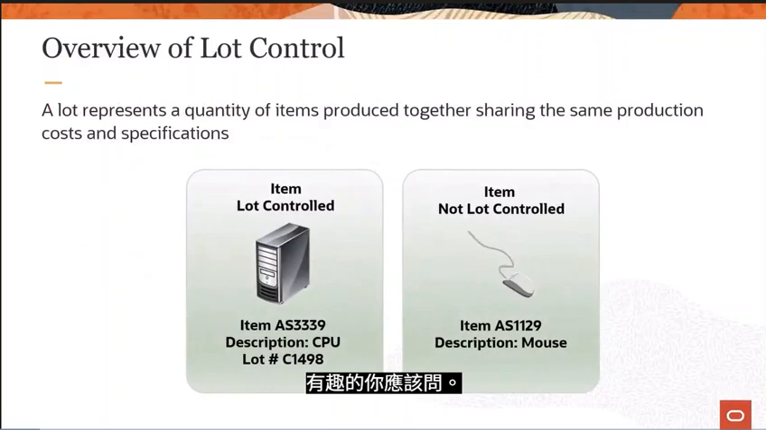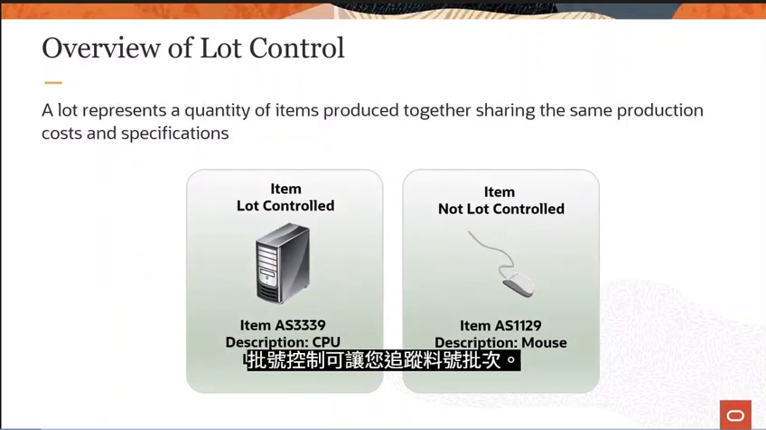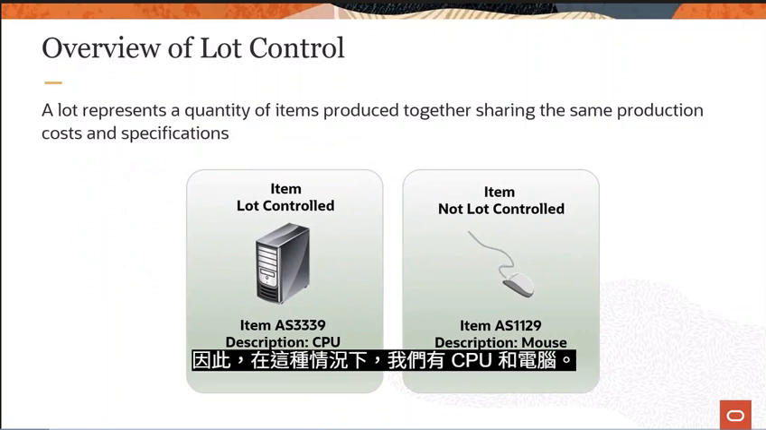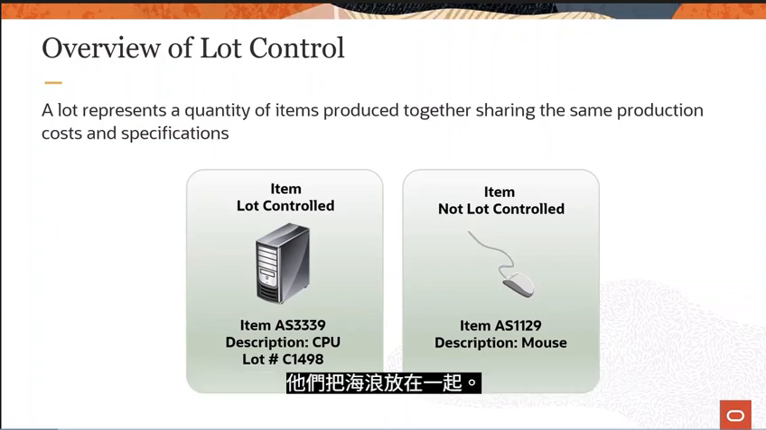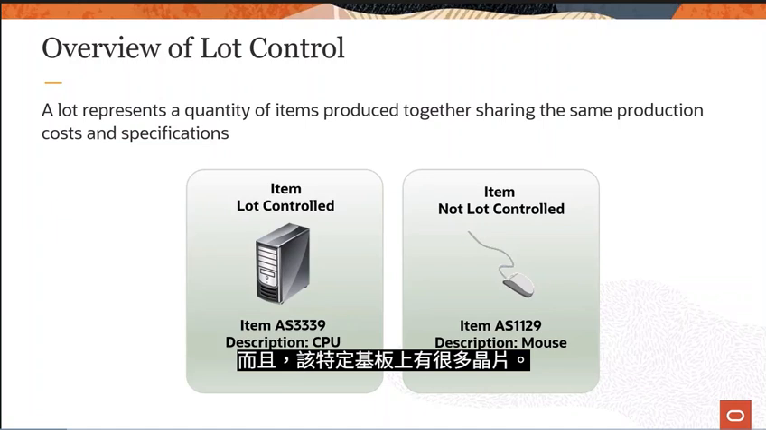So lot control. What is lot control? Funny you should ask. Lot control allows you to track a batch of items. In this case, we have the CPU and the computer. If you're familiar with how chips are made, they're usually made on large sets, and they put the wafers together, and there's lots of chips on that particular substrate, and then they mark that lot, and every chip that comes off that lot is associated to that particular batch of chips that were made.